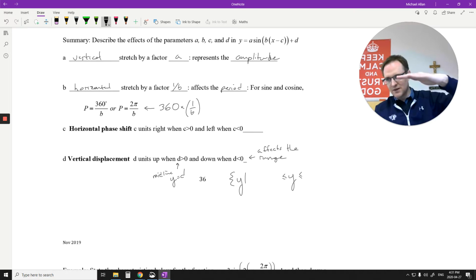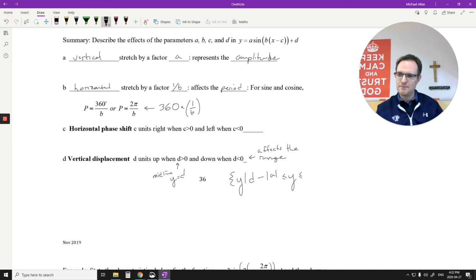This is my midline because my graph was originally at 0. If I moved it up D or down D, my midline is now going to be where D is. It's a horizontal line. So it's going to be where the midline is, and then I'm going to minus the absolute value of A, the amplitude. And then over here, I'm going to go D for the top, going up my amplitude. So my midline down my amplitude, and the midline up my amplitude, would be my min and my max.